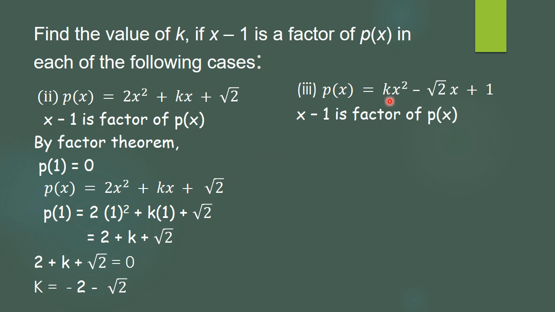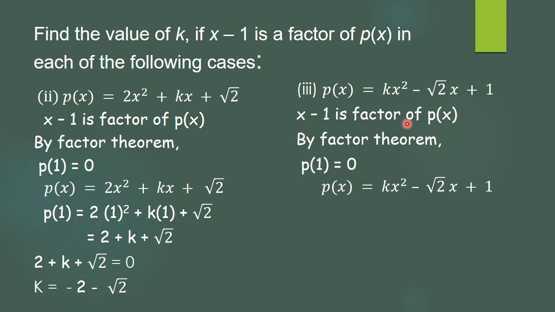P of x is given as kx square minus root 2x plus 1. Here again they have stated x minus 1 is a factor. So by the factor theorem, what does it indicate? P of 1 will be 0. Now calculate p of 1. It means every x should be replaced by 1.